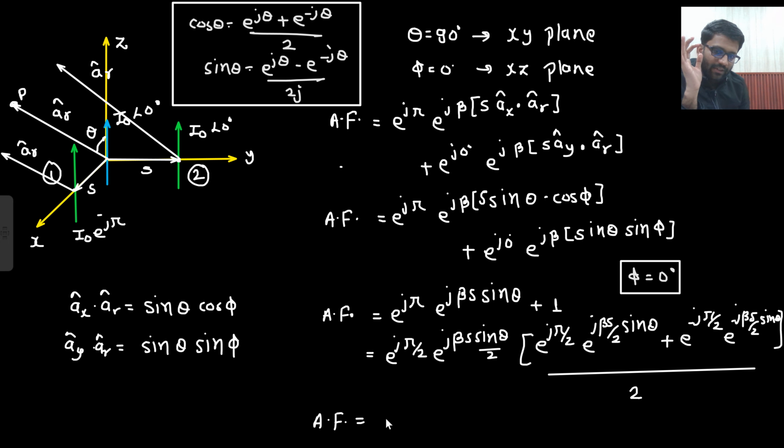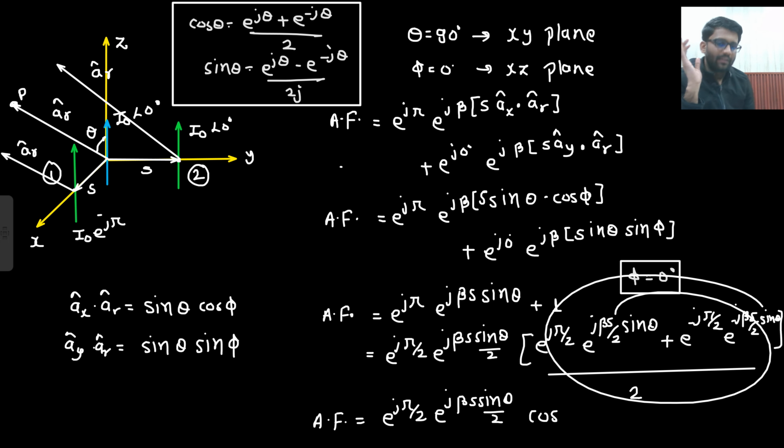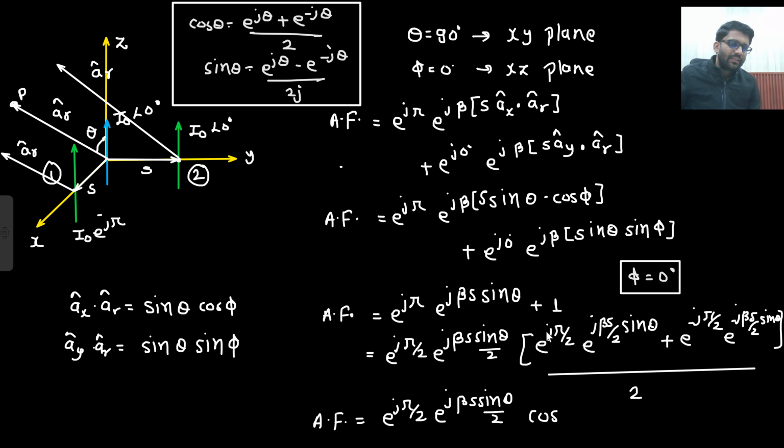So my array factor is coming out to be e to the power j pi by 2, e to the power j beta s sin theta by 2, and cos of this particular angle, because what is this? e to the power j theta 1 plus e to the power minus j theta 1 divided by 2, e to the power j alpha plus e to the power minus j alpha divided by 2. So cos of pi by 2 plus beta s by 2 sin theta. Right? Now let's do more.